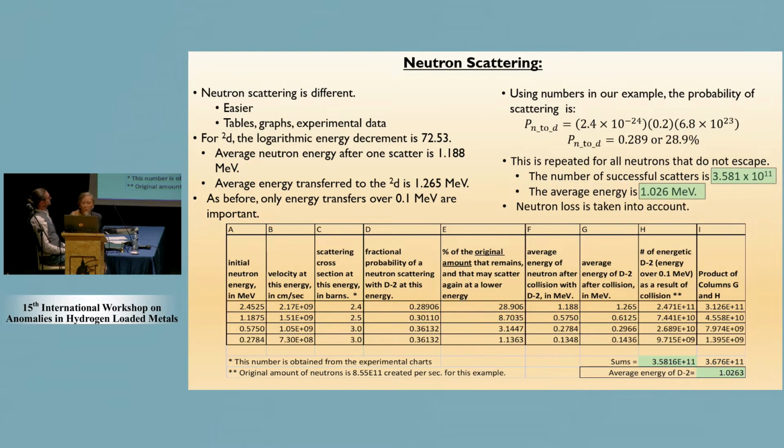Next, we look at neutron scattering, different from charged particle scattering and easier. It uses experimental data for the cross-sections. A fixed amount of energy called the logarithmic energy decrement is lost, on average, for each scatter. As before, we are only interested in energy transfers of 0.1 MeV or more. This table shows this information. The number of successful scattering events is 3.58 times 10 to the 11th, and the average energy is 1.026 MeV.